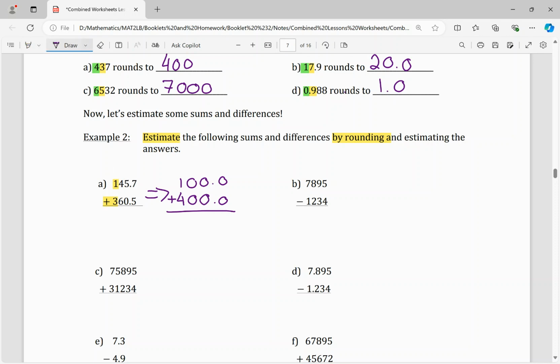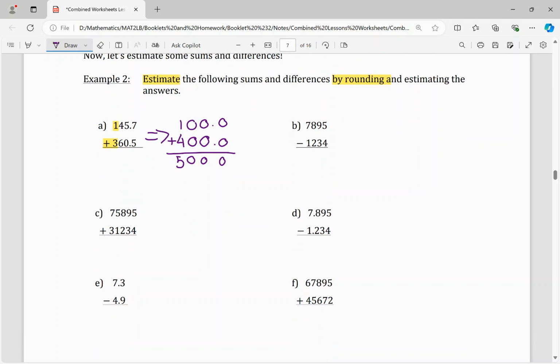Now, when adding these, it's really straightforward. All of our zeros carry down because 0 plus 0 is 0, and 1 plus 4 is 5. Really, in your head, you might not have even needed to write this down because you know 100 plus 400 is 500.